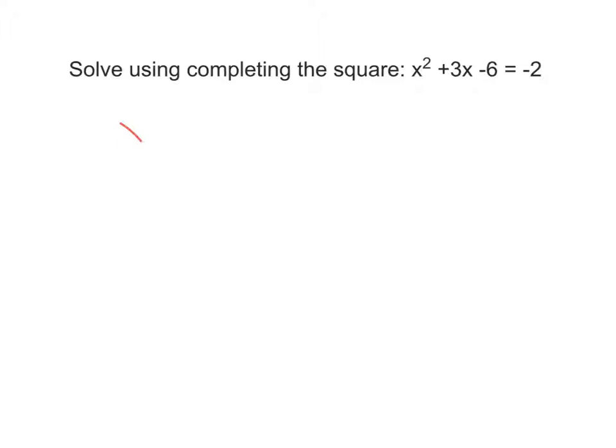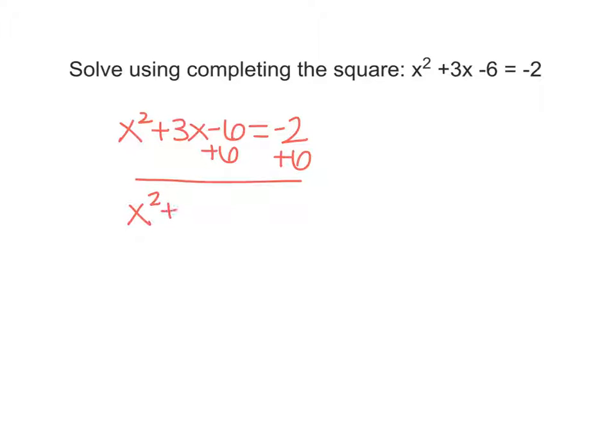The next thing we want is we want the equation to be set equal to the constant. So since we have negative 6 on the left side of the equation, we're going to add 6 to each side so that the constant is isolated on one side. Negative 2 plus 6 is 4.